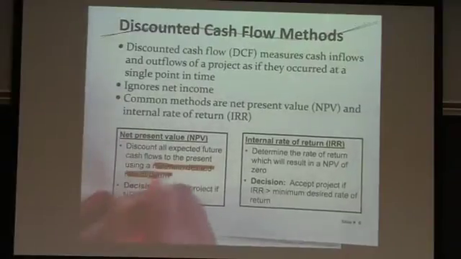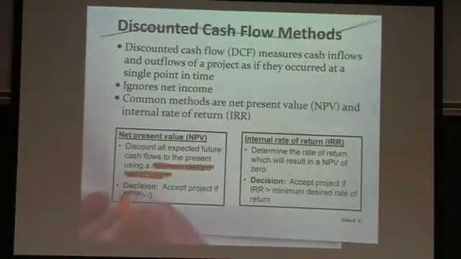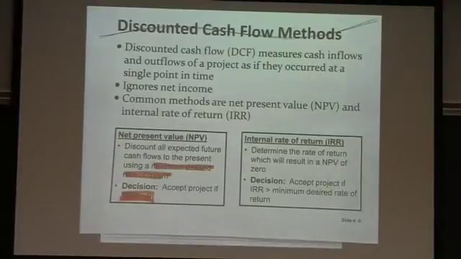And if the NPV is greater than 0, we accept the project. Okay? So we're looking for a dollar amount. If that NPV calculation results in a positive dollar amount, or 0 actually, it means that this investment is generating a rate of return of at least whatever the desired rate of return is for investment purposes.